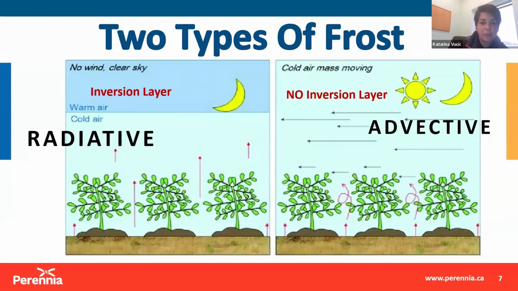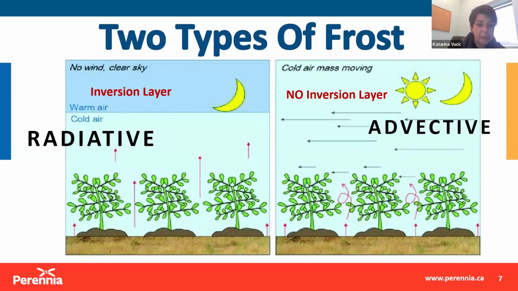So two types of frost that we're going to be talking about today, radiative and advective frosts. So a radiative frost is the most common type that we see in many growing regions. In these circumstances, we do actually have options we can use to protect the vines from damage. So radiative frosts occur when the sky is clear, when there's little to no wind, and they occur because of heat loss. So vines and soil will radiate the heat and lose the heat to the atmosphere.